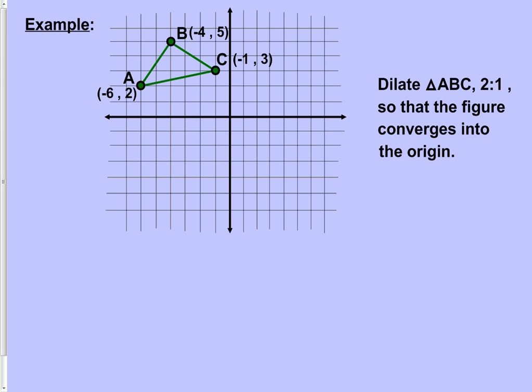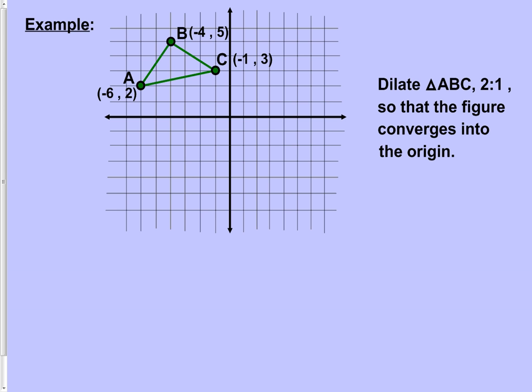It says 2-to-1. That is communicating not only by how much the figure will grow or shrink, but also whether it will grow or shrink. Now you read the scale factor from left to right, if it's in colon notation like this one is, or if it happens to be a fraction, you read it from top to bottom, numerator to denominator.